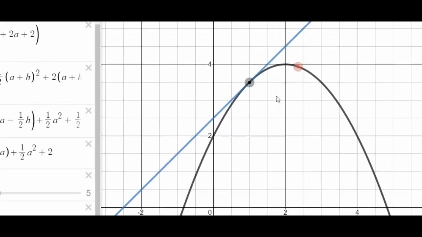Let's check back in on Desmos and see if this looks like this is the slope that I should be using. So here's my graph again on Desmos. Here's my tangent line. This line has a slope of 1. You can see it with the rise over run, right? Here's a y-intercept at, looks like 2.25.